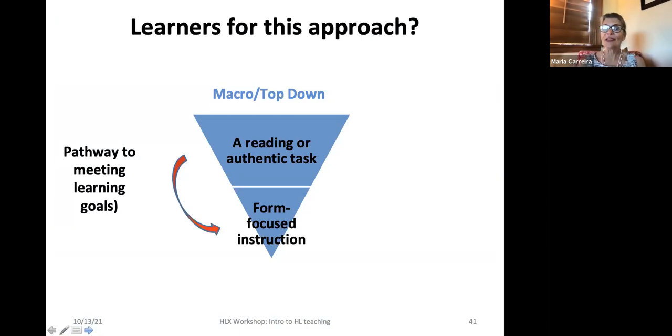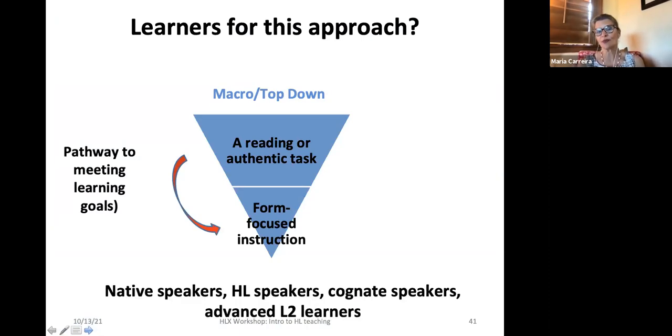So I've already given this line away. Learners for this approach, well, native speakers, that's the way native speakers approach things, right? I said think of a language arts class. That's precisely what we do in a language arts class, or in a science class or social studies class, right? We read something, we talk about it, and in the process, we learn vocabulary and grammatical structures, right? HL learners, you also want to do this with HL learners. You want to start with a real life task, right?